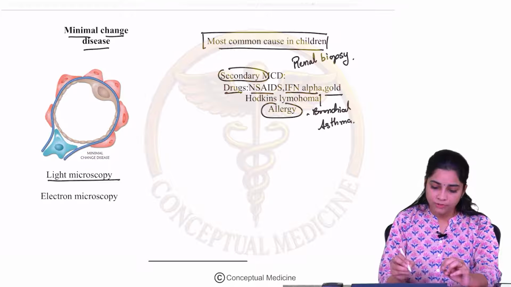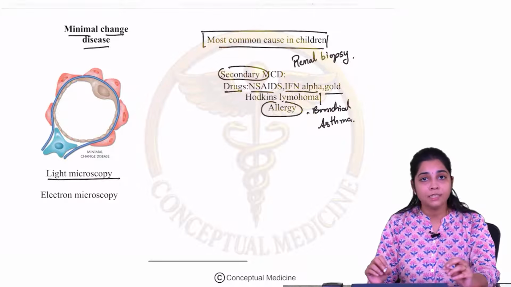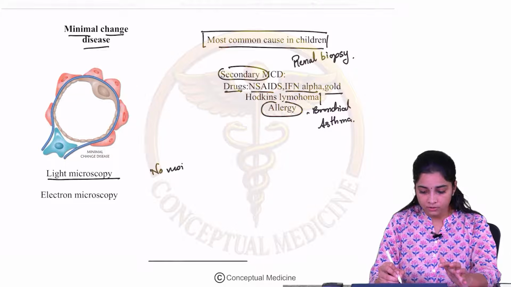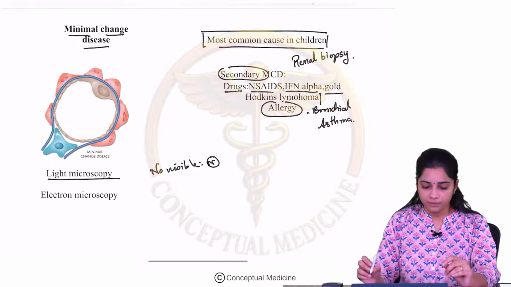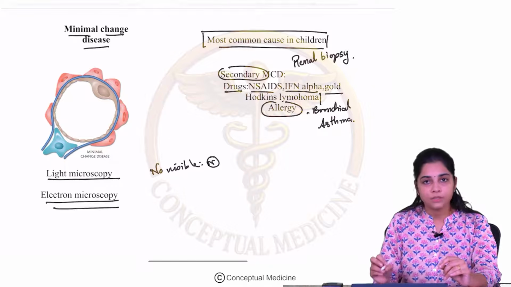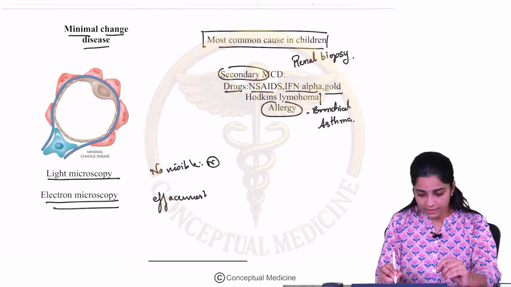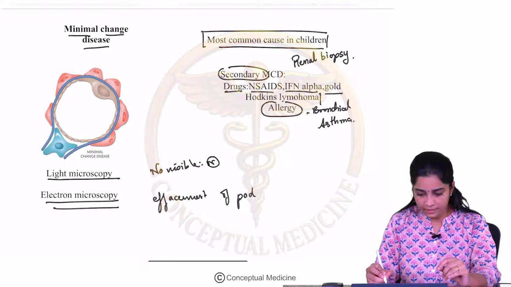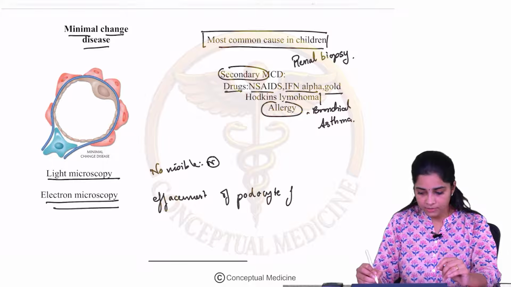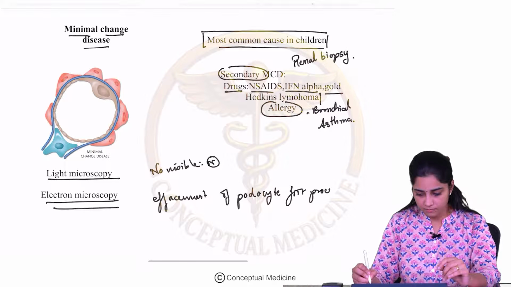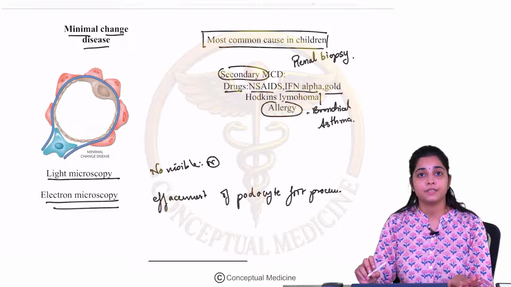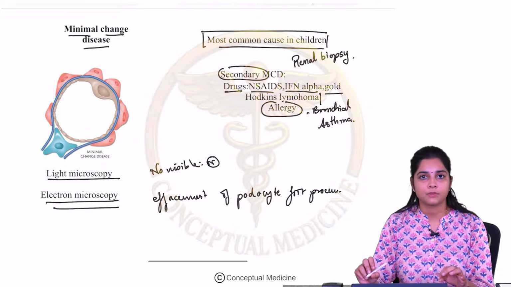Now what do you find on your biopsy? On light microscopy, it is minimal change, so there are no visible changes, or the light microscopic findings are normal. On electron microscopy, on the other hand, you can find effacement of podocyte foot processes.